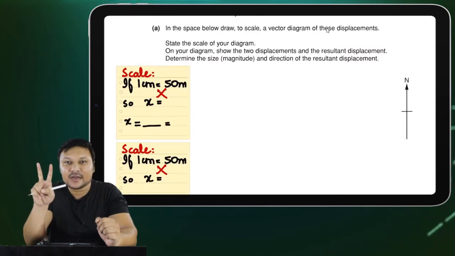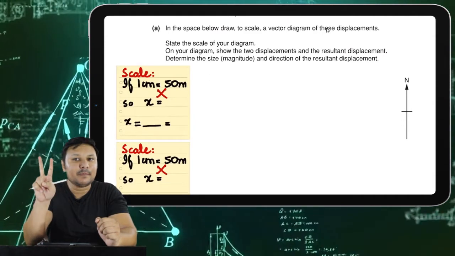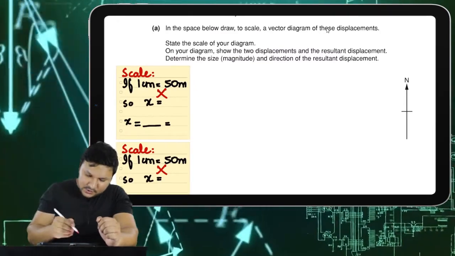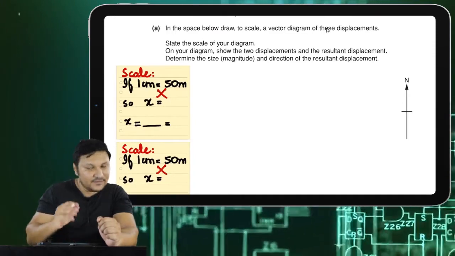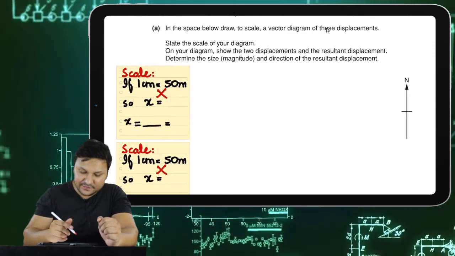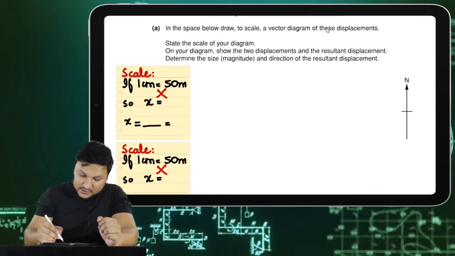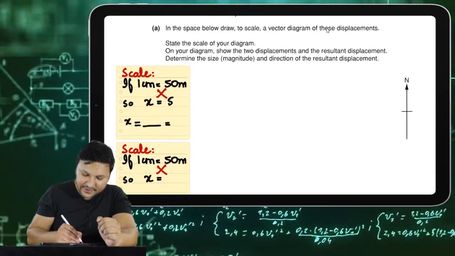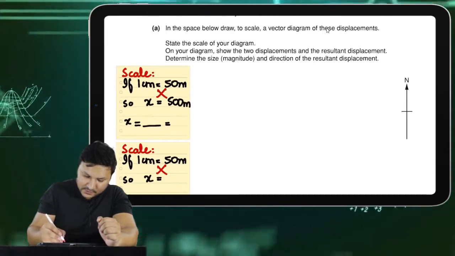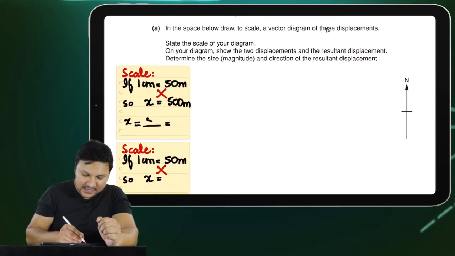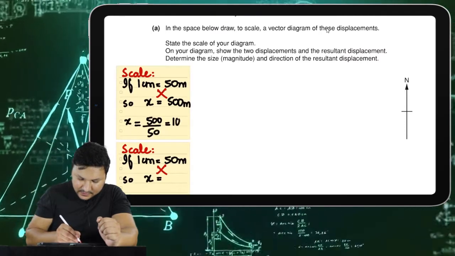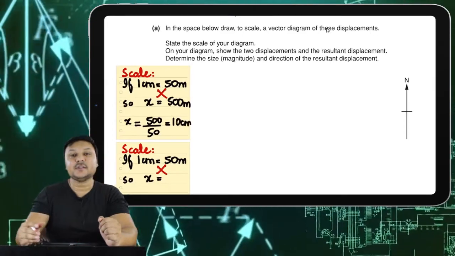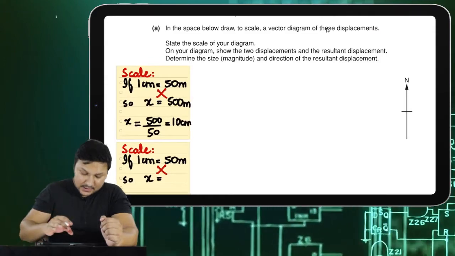How many types of graphical methods are there in your syllabus? Tip to tail rule, parallelogram method. So we'll solve the whole question using the parallelogram method. If you talk about scale, I have chosen a sensible scale of 1 centimeter equals 50 meters. In that way, 500 meters will be represented by 10 centimeters.